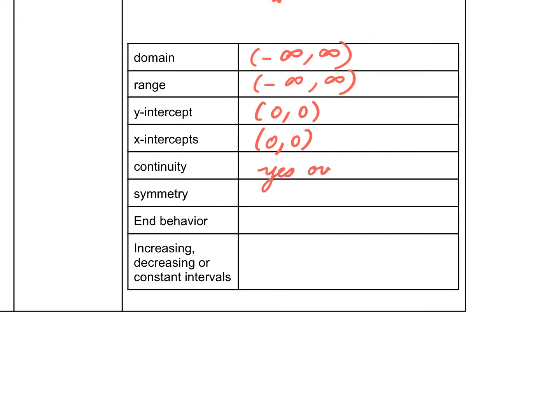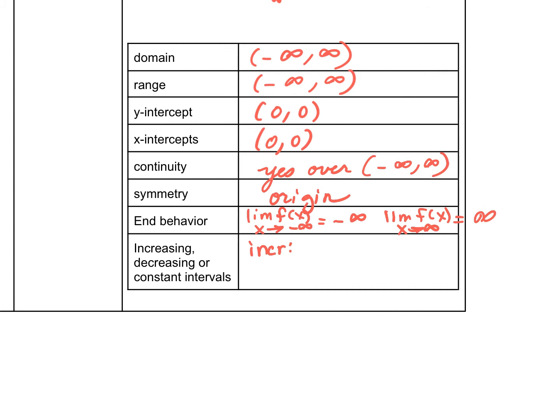Yes. Over what? Yep. Symmetry is indeed origin symmetry. Yes, origin symmetry. And end behavior. The limit of f of x as x approaches negative infinity was what? And the limit of f of x as x approaches positive infinity was? Increasing or decreasing? Just increasing. From where to where?